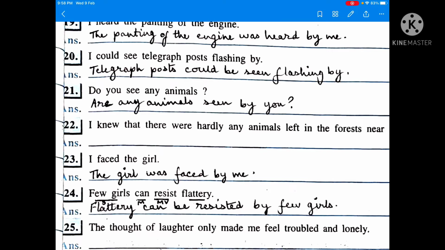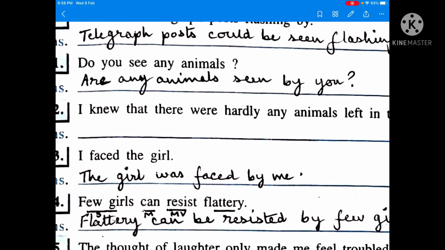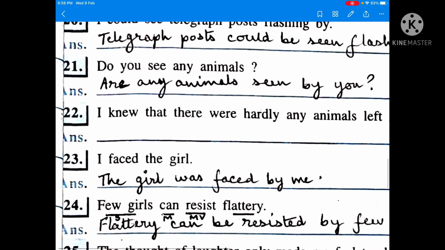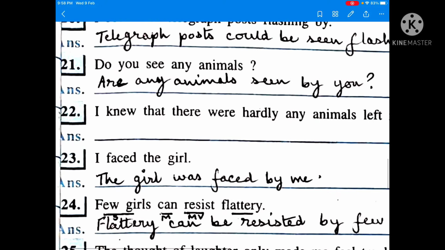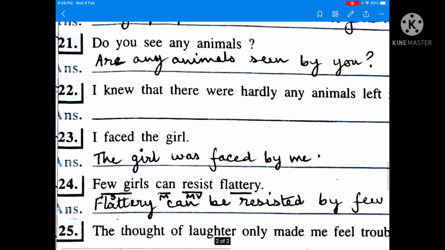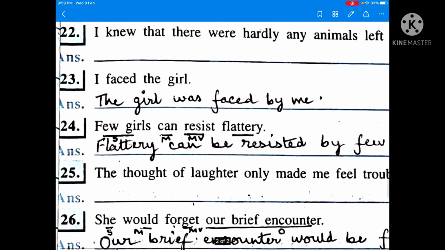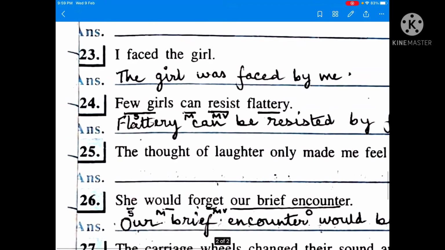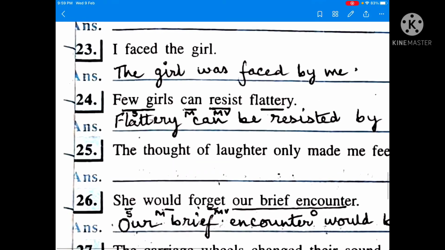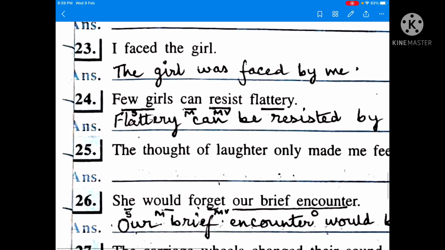Do you see any animals? Are any animals seen by you? I faced the girl. I, subject, faced, verb, the girl, object. The girl was faced by me.